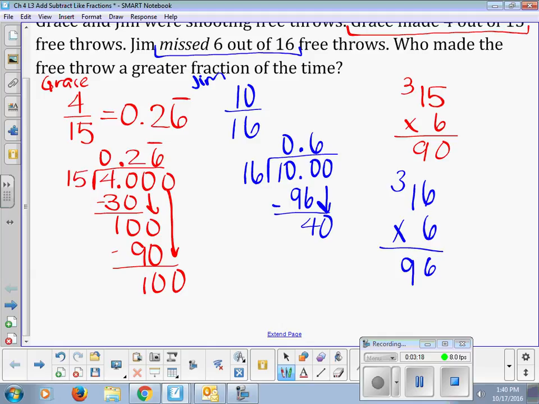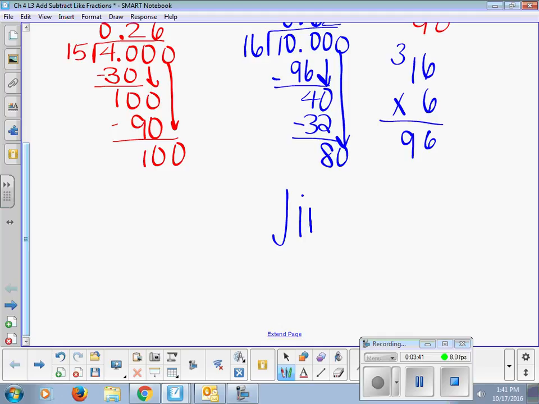What's 2 times 16? 32. We subtract and we get 8. What do you notice about our decimals? It's not repeating, but if we compare the two, 10 sixteenths is way bigger, so our answer is Jim. He made a greater percent of his free throws.